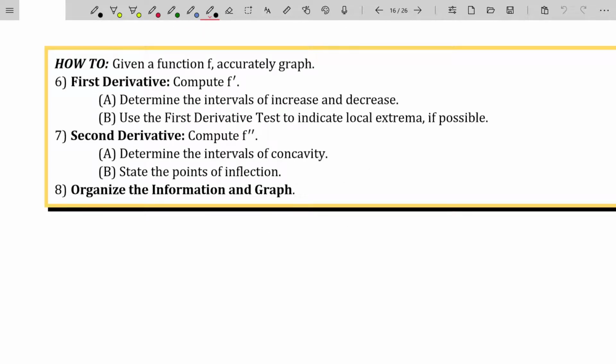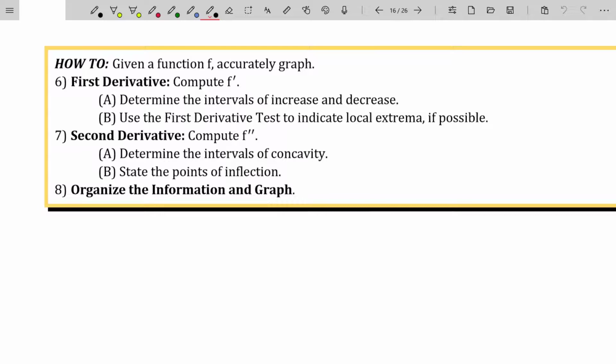So back to our how-to. Given a function and asked to accurately graph, we're going to find the first derivative, determine the intervals of increase and decrease using that first derivative, and then use the first derivative test to indicate local extrema. If the function goes from increasing to decreasing, you have a local max. If it goes from decreasing to increasing, you have a local min, as long as your function is continuous.